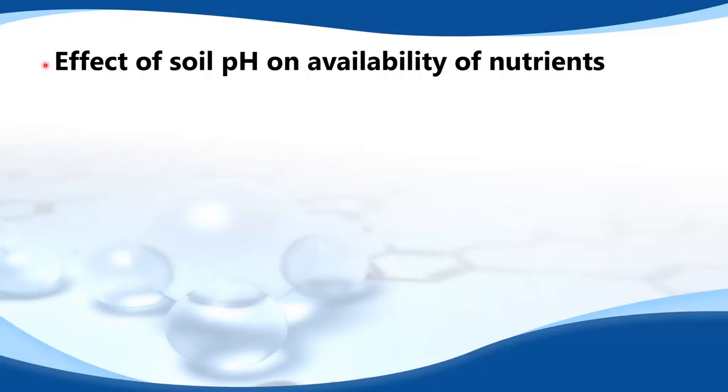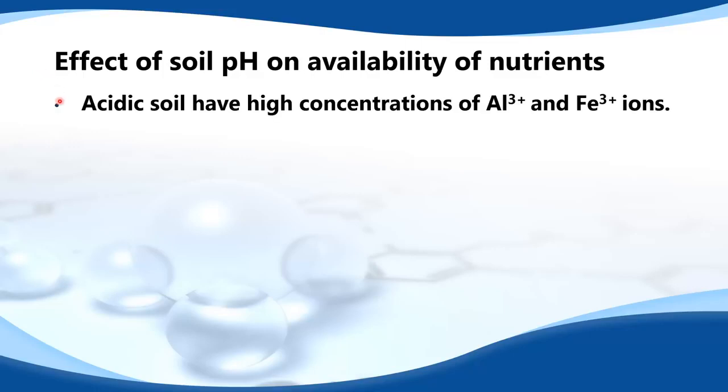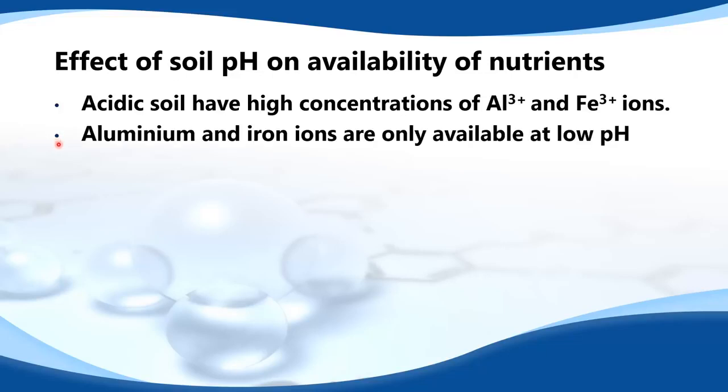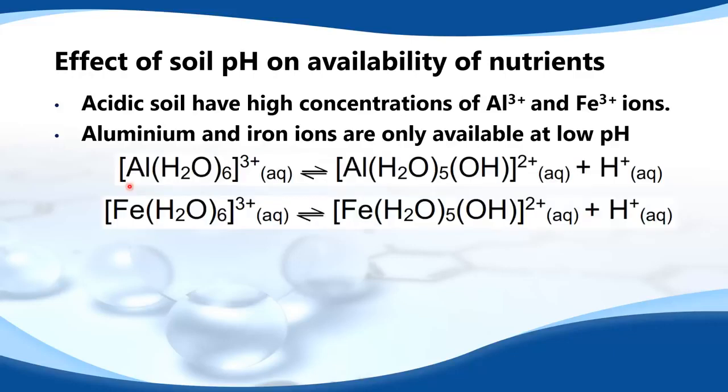Next, we look at the effect of soil pH on the availability of plant nutrients. So acidic soils have high concentrations of Al3+ and Fe3+ ions. Aluminium and iron ions are only available at low pH. Because of the high charge density of the Al3+ and the Fe3+ ion, they form weakly acidic solutions.